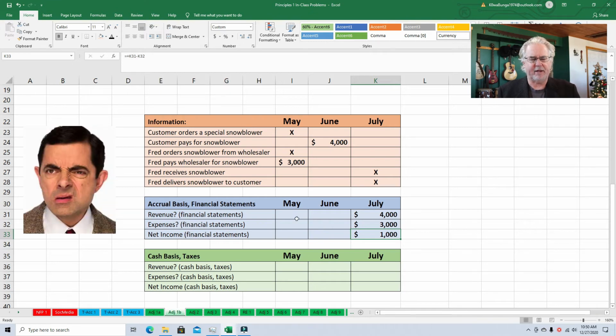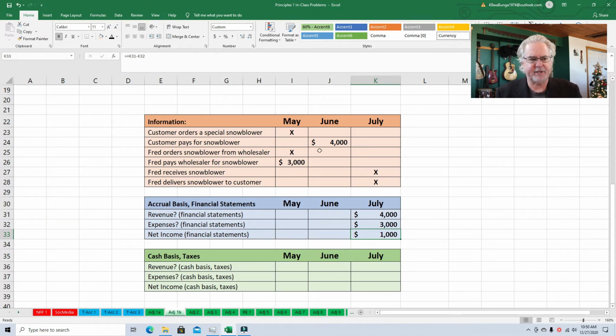Now, folks, there's no numbers going in May or June at all. And you might say, well, why not? Well, he paid for the snowblower in May. Why isn't there $3,000 here? Well, it doesn't matter when it was paid for. What really matters is when it was consumed and when was the job complete. So here we go. In June, there's no numbers either. And you might say, well, gosh, he received $4,000 right here in June. Well, it doesn't matter when he gets the money. What matters is when does he complete his job.